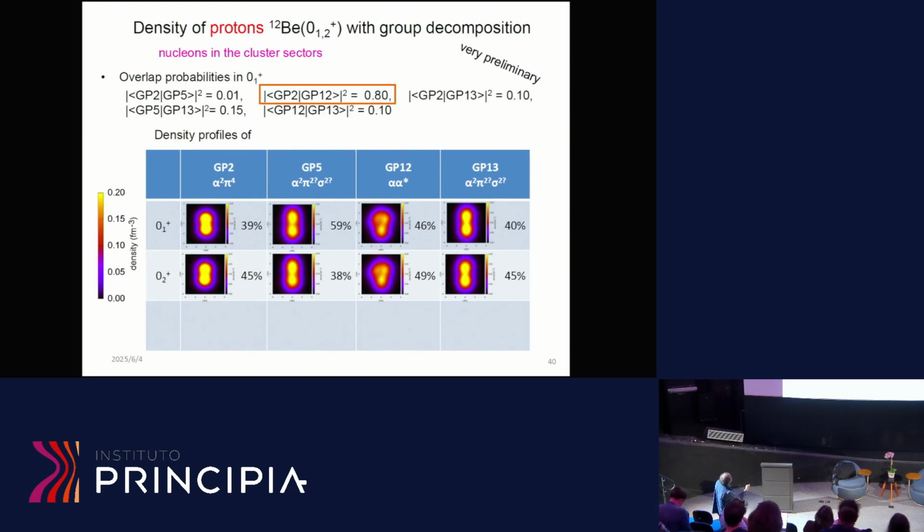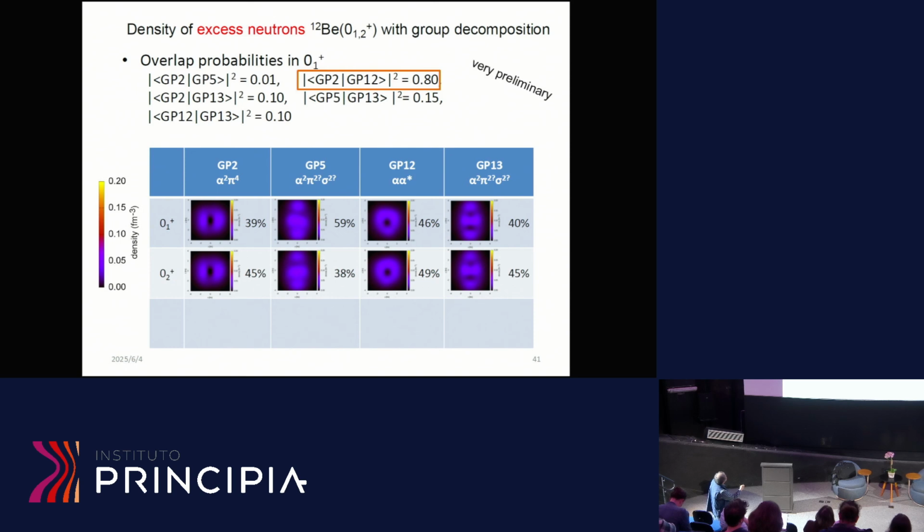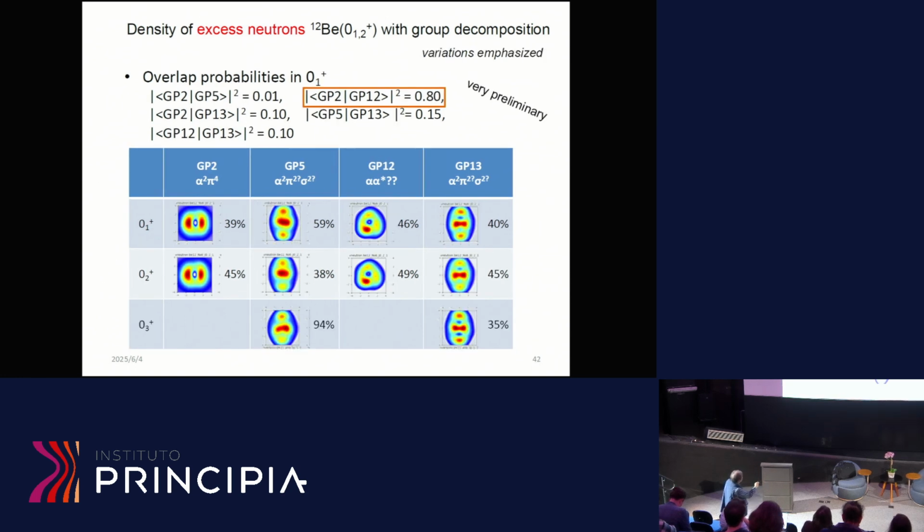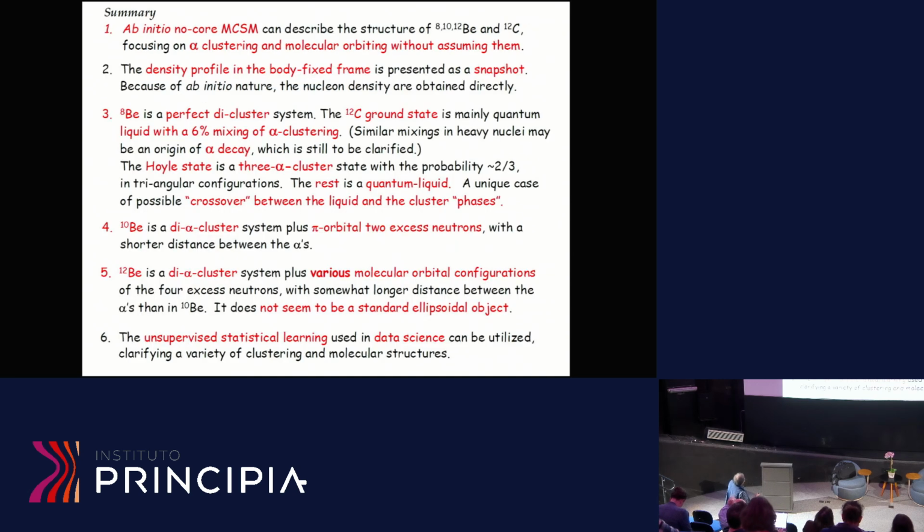Yes, this is about the proton, and the next one is excess neutron. This is not so clear, although the density is shown in the same scale, but let me change it. Then you can see that in group 5, you have 2 neutrons here and 2 neutrons here, but in group 2, you have 4 neutrons in this region. So this is a summary.